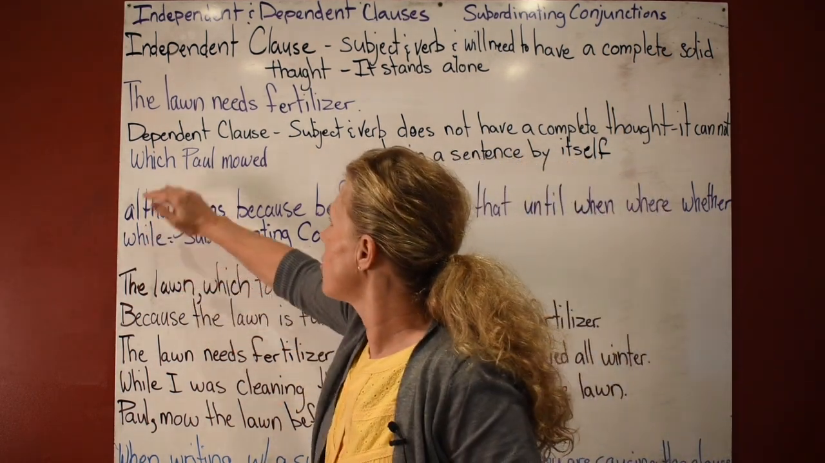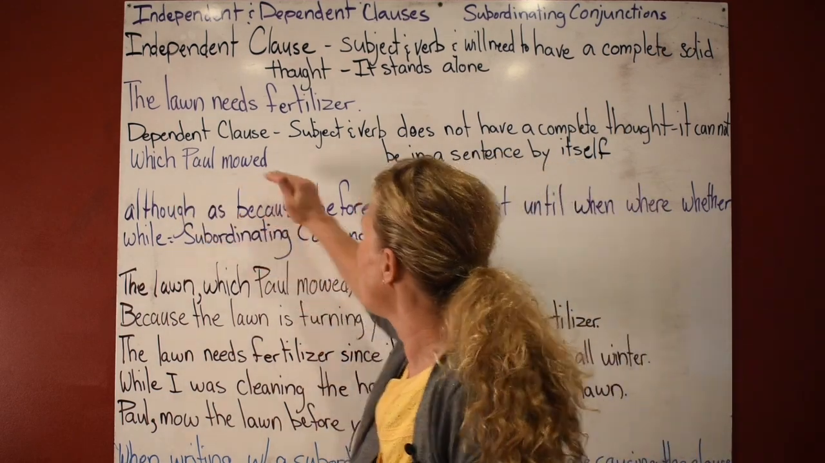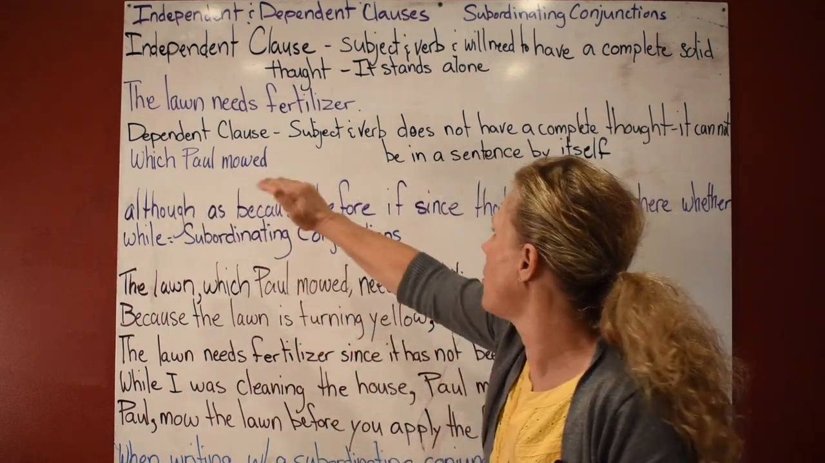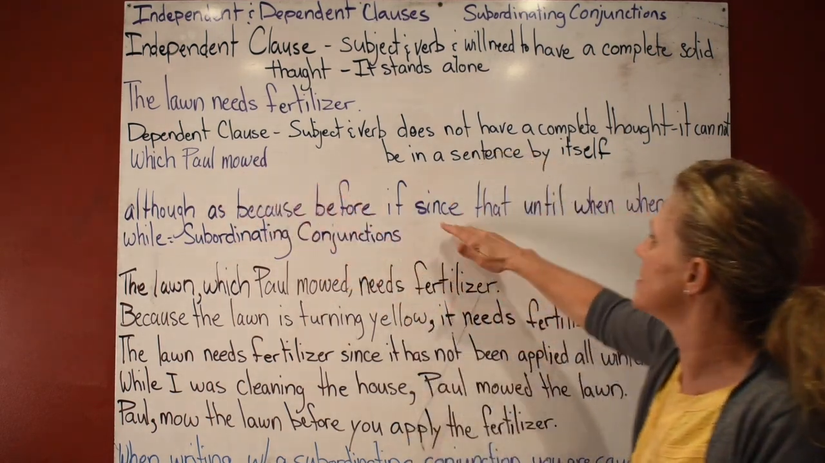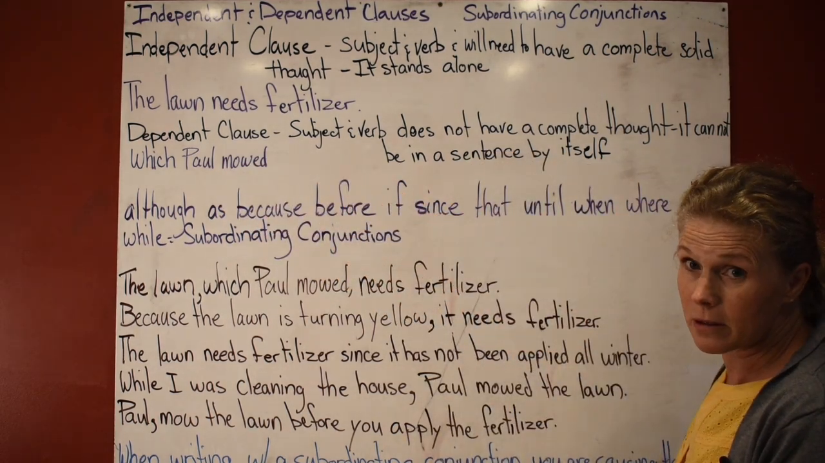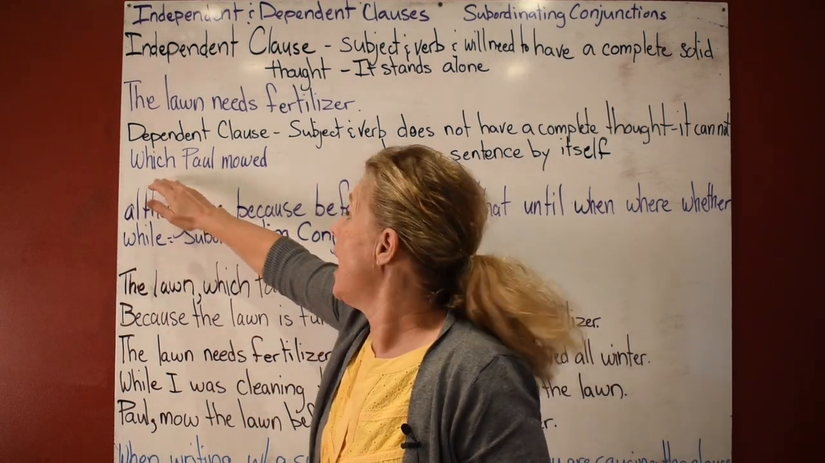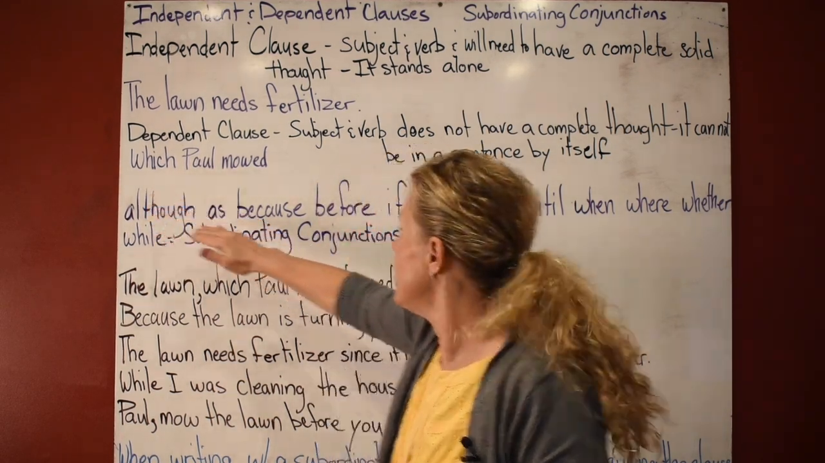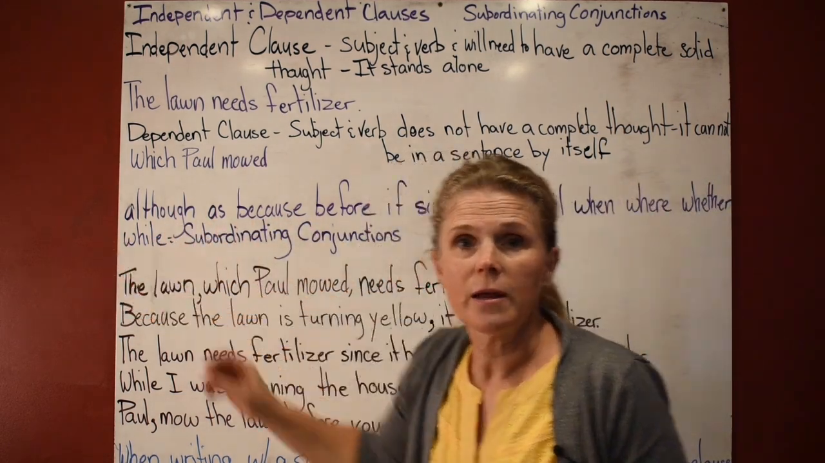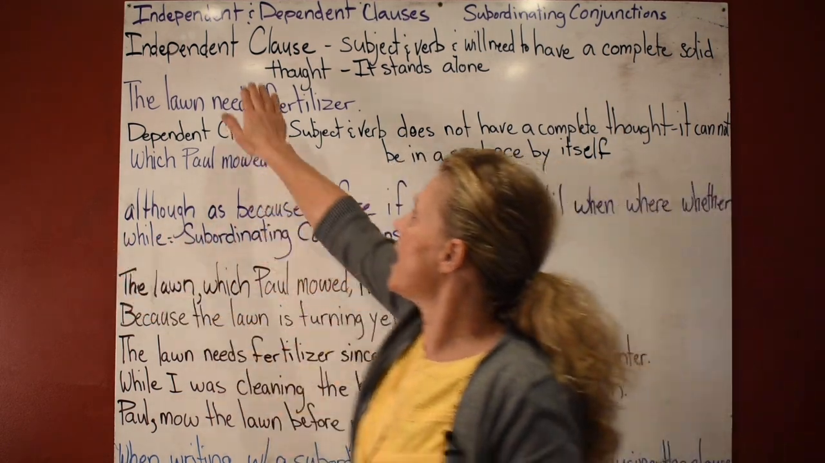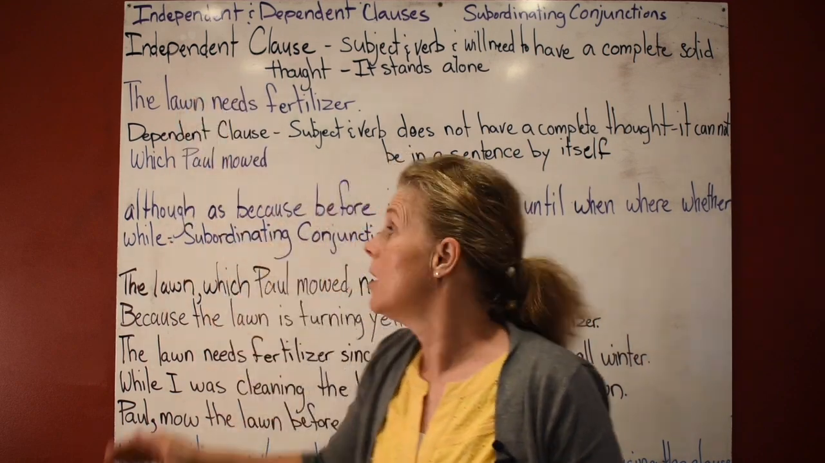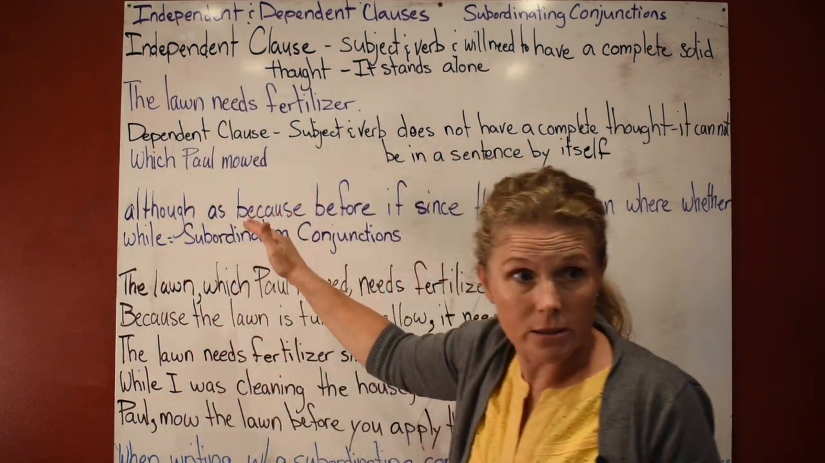So you could say, although Paul mowed, as Paul mowed, because Paul mowed, before Paul mowed, if Paul mowed, since Paul mowed, and so on and so on. It tells you something more is coming, and it can't stand by itself. If you use these words, then you know you're going to have an independent clause with that dependent clause.